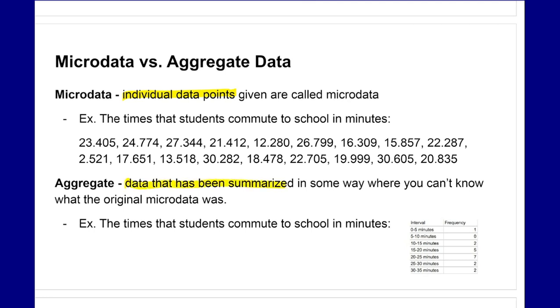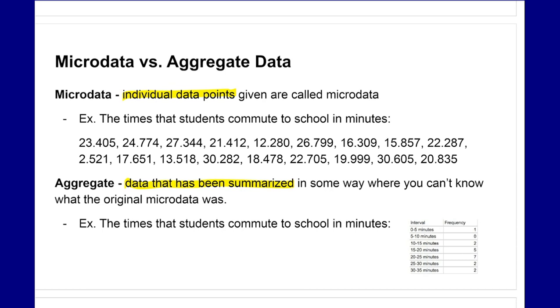Aggregate data has been summarized in some way where you can't know what the original microdata was. So maybe I'm just concerned about the frequency in a specific range, right? If I take the times for the students' commute to school in minutes and put it into a table like we see over here, I don't know what the individual data is. I know how many fall within a certain range, but I don't know the individual data points. So that's the difference between the two.